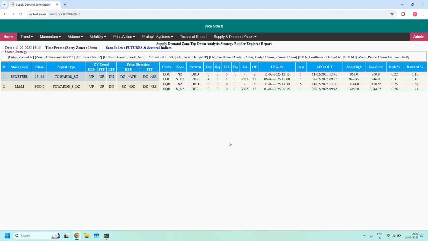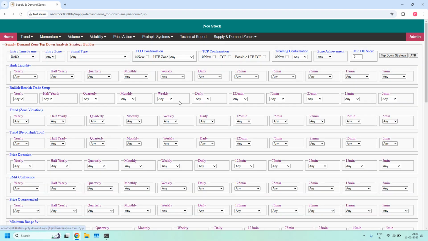Okay, this is about the bullish trade setup, daily income trade. Next, bearish trade setup, daily income trade. Entry time frame is 15 minutes. So entry zone is supply zone in bullish or bearish trade setup. At 15 minutes time frame, I am selecting bearish.